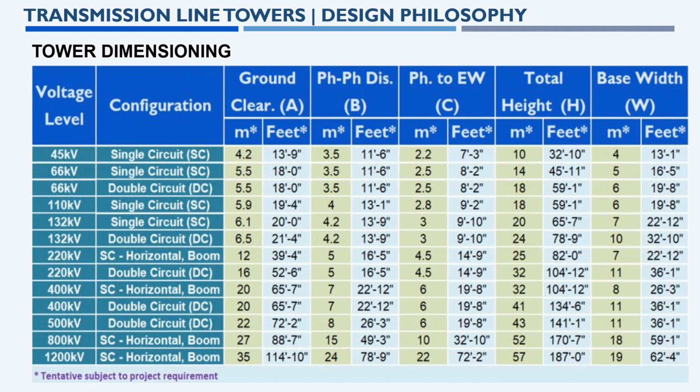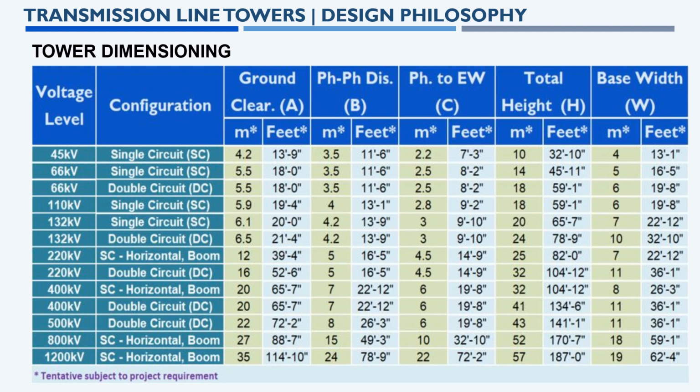Base width, so you can see for 1200 kV, it requires at least 19 meter of base width. So you can assume how much we need to consider for the right of way. Likewise in 800 kV it is 18 meter or 51 feet. But for 45 kV you can see 4 meter is the base width or 13 feet. So total height it will come around 10 meter.